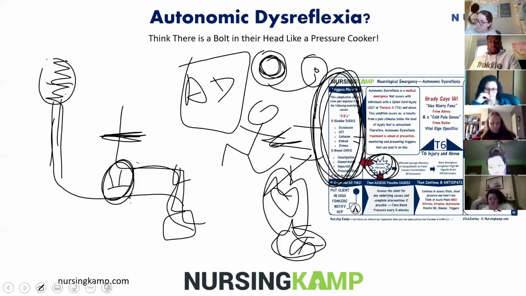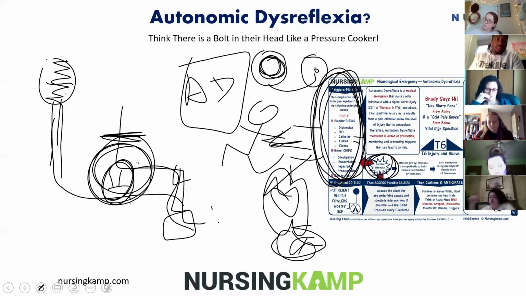So that's another stimulus. Now, they can't feel it, so they feel it up here, and below becomes pale, like a goose.